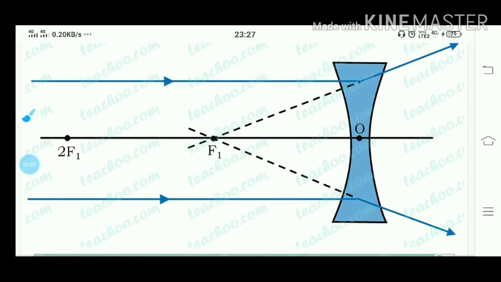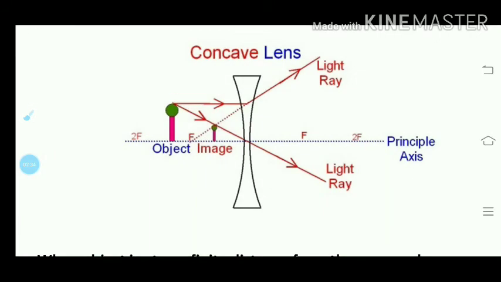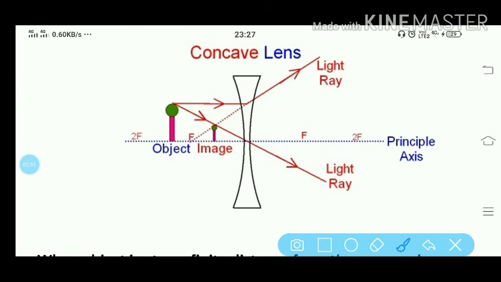Now, case 2. In this, the object is at any finite distance from the concave lens. Suppose this is our object and we have taken two incident rays. One is parallel to the principal axis, and it diverges after refraction, and the second ray is the one passing through the optical center and it will pass undeviated. So these two rays will meet at this point and hence we'll get our image at this point. The nature of the image is virtual, erect and diminished.